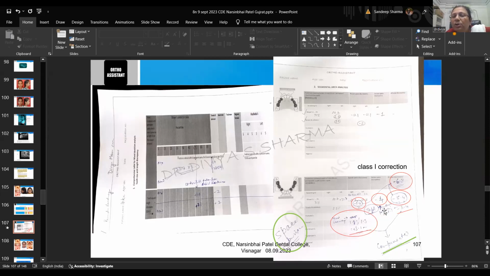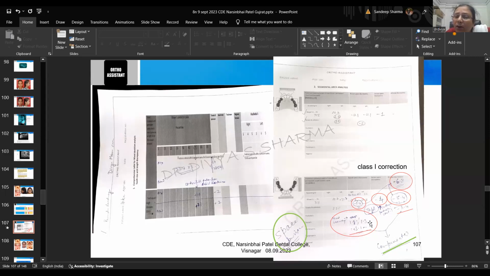The treatment plan is to increase the arch perimeter, that means by proclining the anterior teeth and by holding the leeway space. That is minus 1.4, it is there. And by holding the leeway space, the new leeway space became 1.8 and 1.3. It is different in all patients. It is not 0.9 in the maxilla and 1.8 in the mandible.